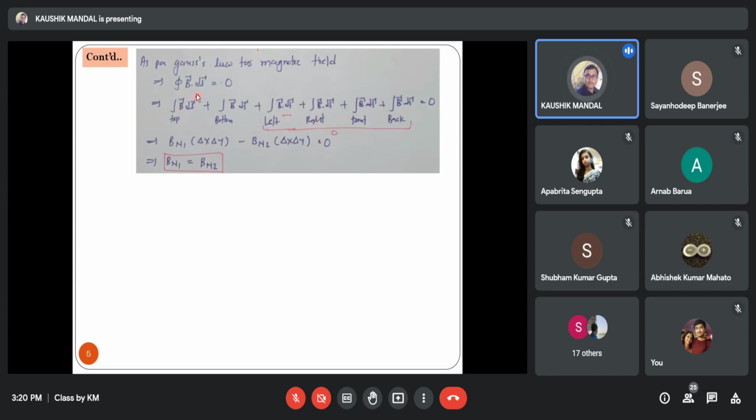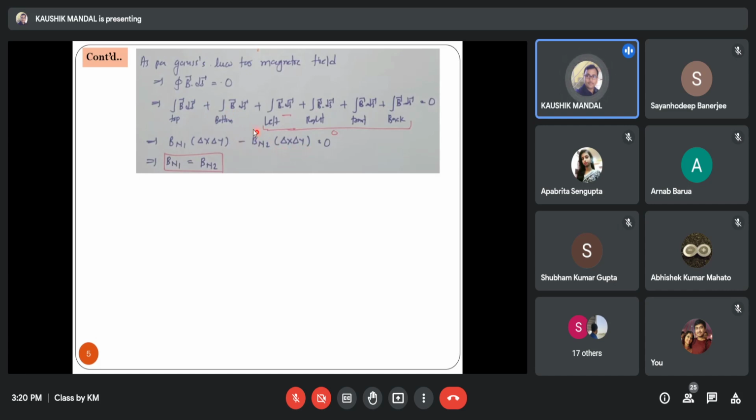Now on the top surface, the normal component is Bn1. What about the ds? ds is nothing but del x into del y. Now coming to B dot ds on the bottom surface. On the bottom surface, the normal component is Bn2. The area is del x into del y.